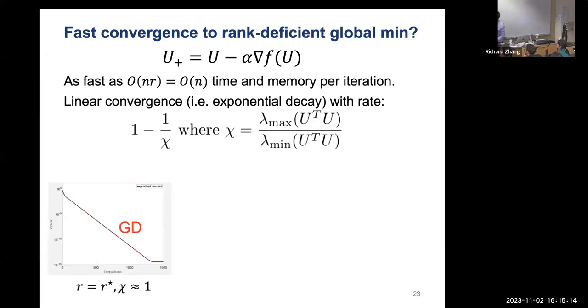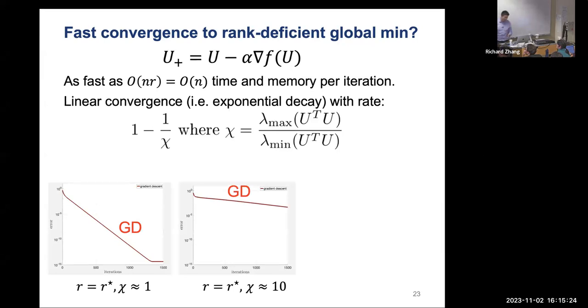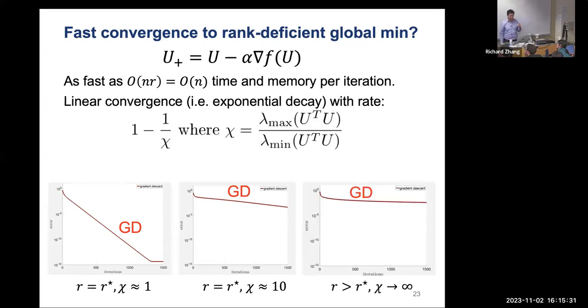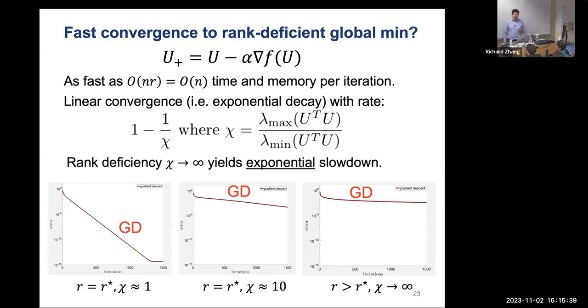Okay. And so what does it mean? It means if your ground truth is well conditioned, then gradient descent is going to converge very, very quickly. If your ground truth is ill-conditioned, it's going to converge slowly, but it's linear convergence, so eventually it's going to get there. What happens if you're rank deficient? Then your r is greater than r star, and your chi has to diverge. So actually, if you're converging to a rank deficient point, so if you could get there, then it's certifiably globally optimal. But now you can't get there anymore because your convergence rate is now sublinear.